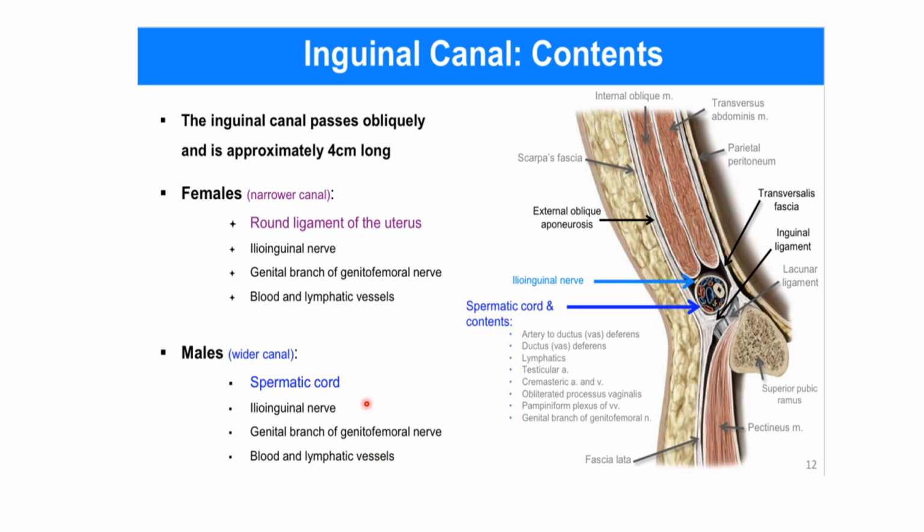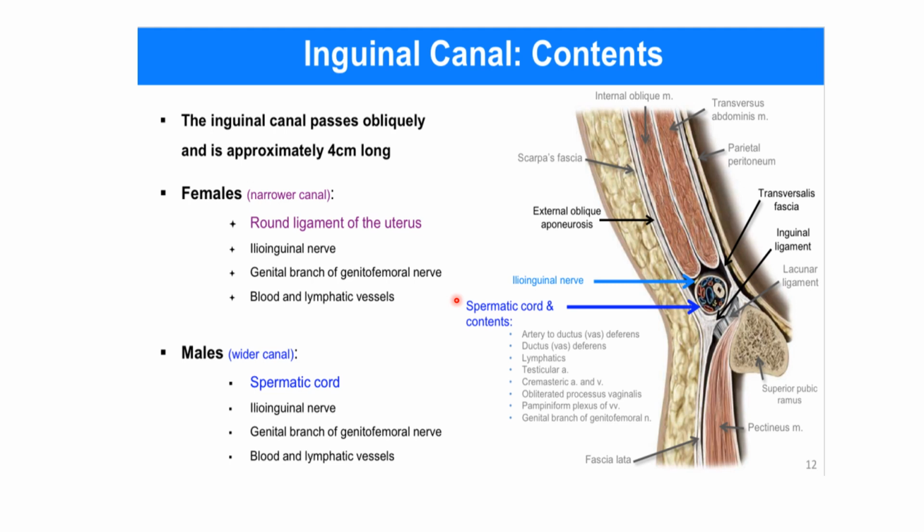Please keep this point in mind: the ilioinguinal nerve is a content of the inguinal canal, but it does not enter the canal through the deep inguinal ring. It pierces the internal oblique muscle and then runs between the internal oblique and transversus abdominis to enter the inguinal canal, and exits through the superficial inguinal ring, but it does not enter through the deep inguinal ring.